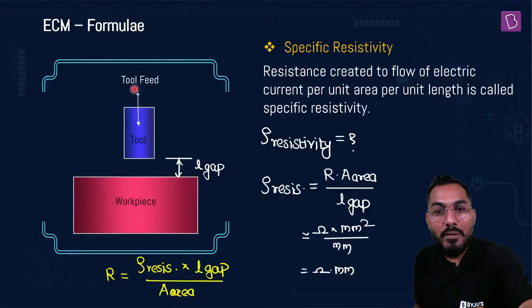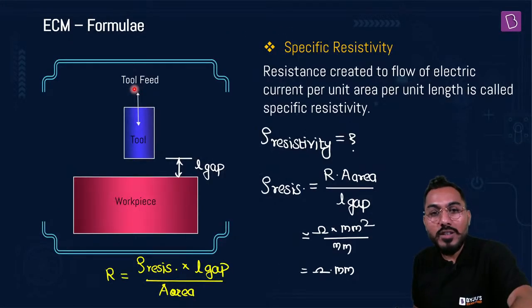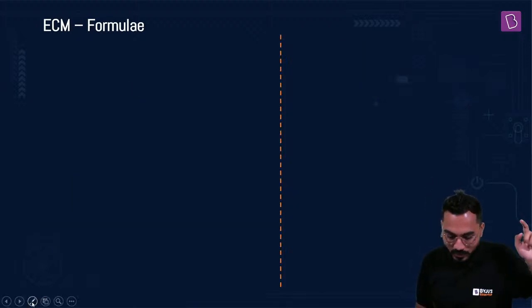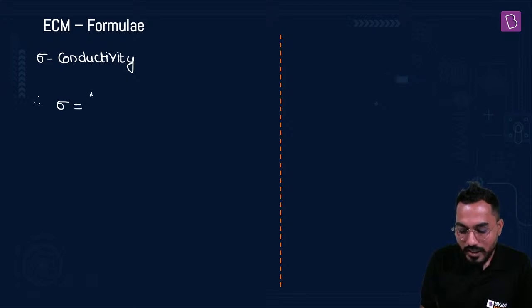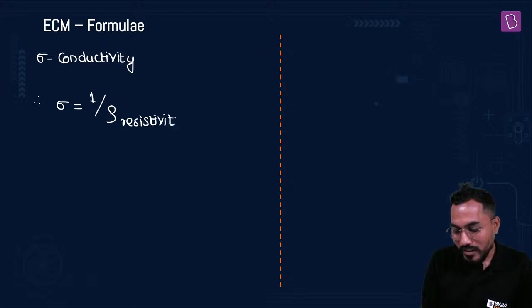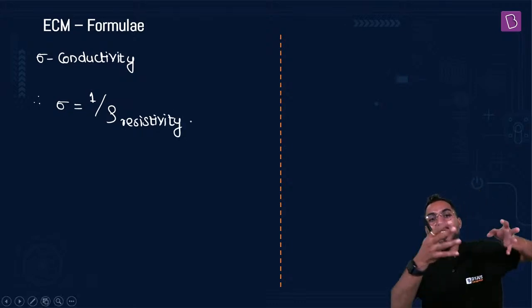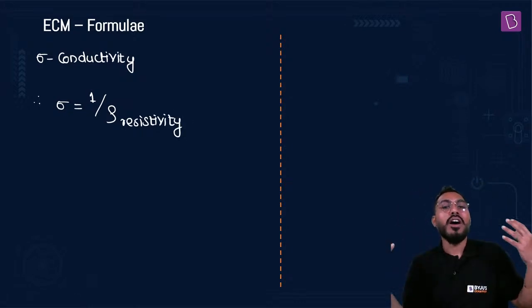And one more drama these people are doing. Instead of resistivity, one more term is coming, which is called sigma, conductivity. What is sigma conductivity? Sigma conductivity is exactly equal to 1 by rho, resistivity. So instead of giving the resistivity, they are giving sigma conductivity.